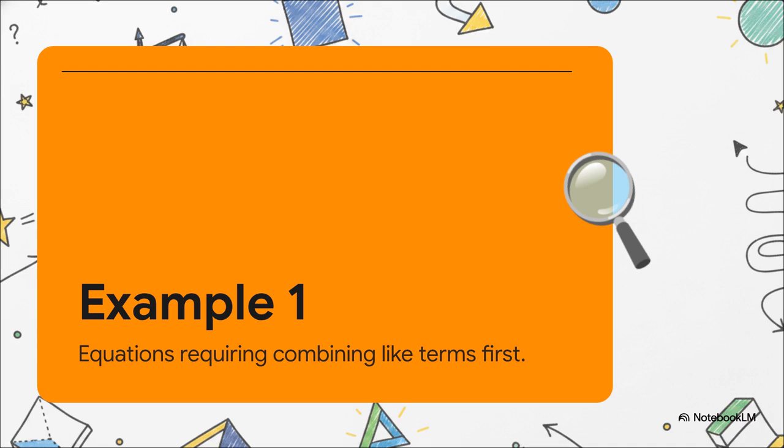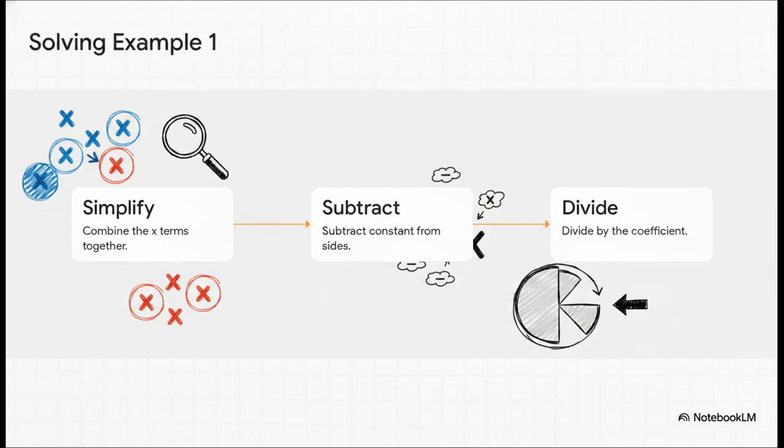This is a classic scenario where step 2 of our plan comes into play immediately, simply because there aren't any parentheses to clear. So, strictly following our roadmap, we simplify the battlefield by combining those x terms first. 3x plus 2x becomes a much friendlier 5x. Bam! Once the board is simplified, we move on to isolation.